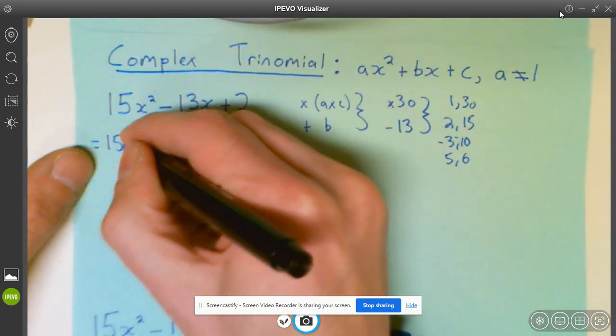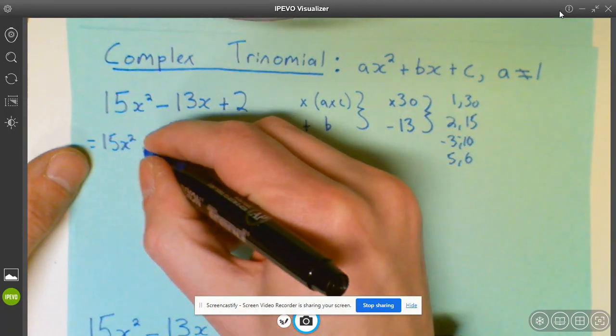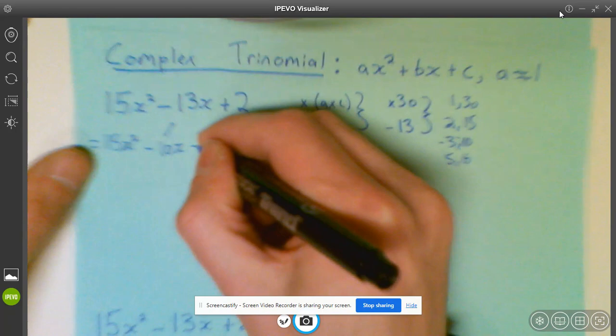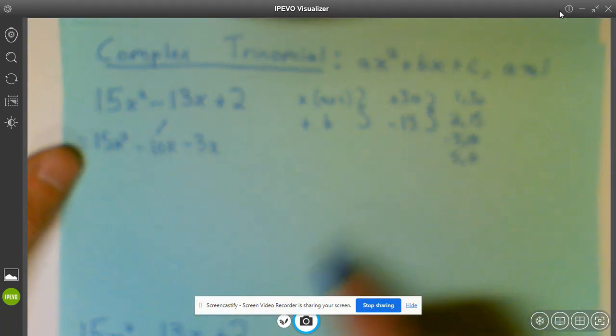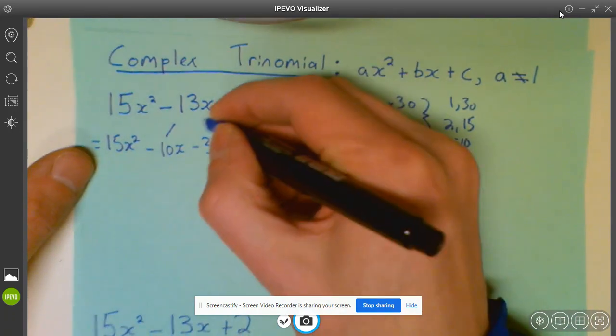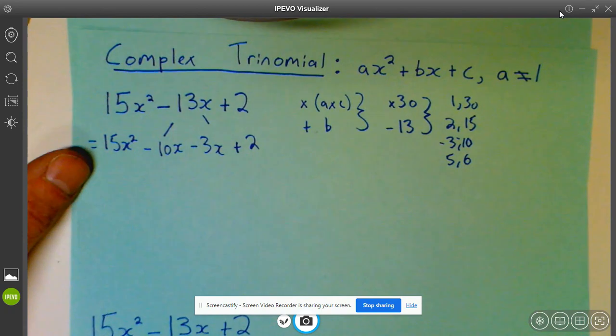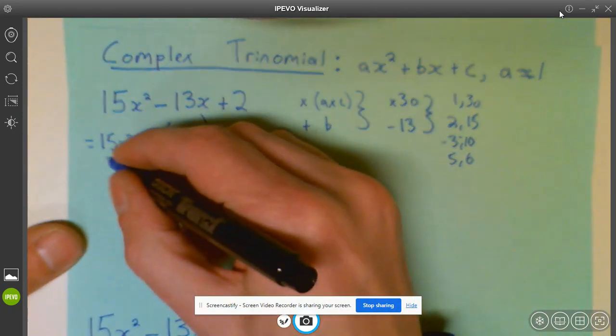One method that you might have learned in grade 10 is called decomposition and grouping. So I'm going to put in my two values, negative 10x and negative 3x. The order doesn't matter as long as it's these two kind of magic numbers. And then I finish with a plus 2. So I'm decomposing or splitting apart the middle term. Now the second part of this is called grouping.